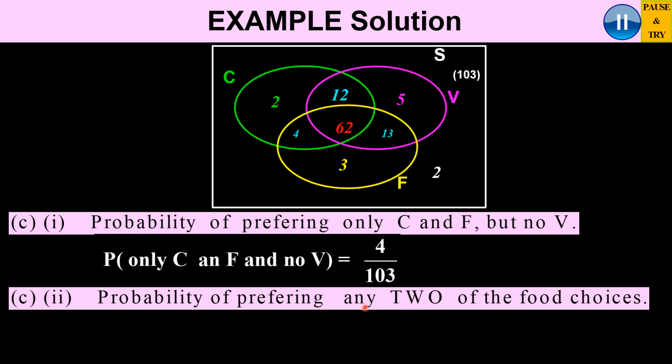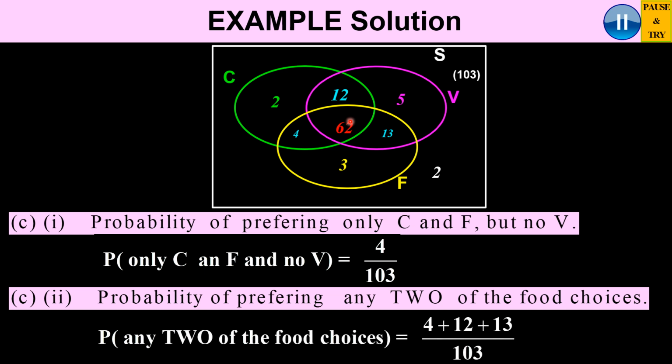Next question. Probability of eating any 2 of the food choices. Any 2, so it must be 2 of the food choices. If I am there, I only have 1 choice. Here I have 2 choices, and there's another 2 choices, and another 2 choices. So it's the 4 and the 12 and the 13. I cannot use this here because that's 3 food choices. I said eat any 2 of the food choices, so that is 4 plus 12 plus 13, and we divide by 103. So that gives us a total of 29 over 103.